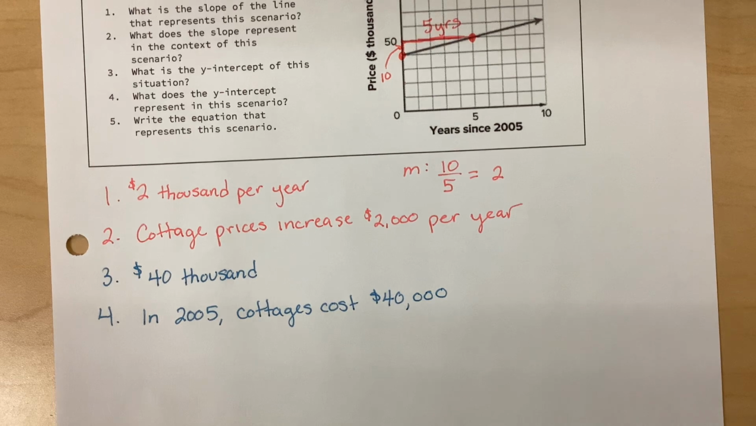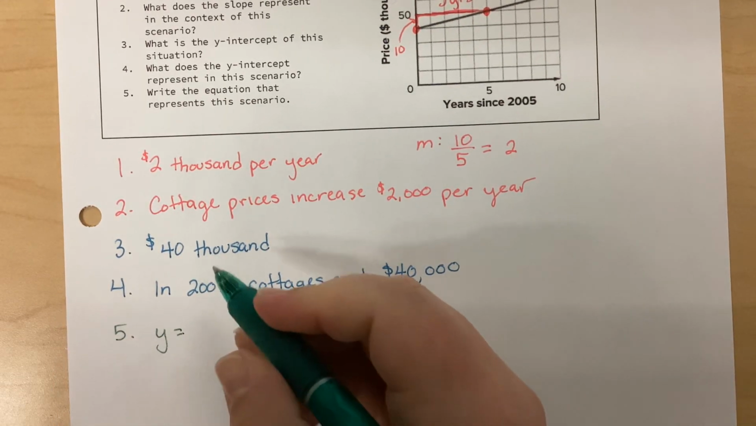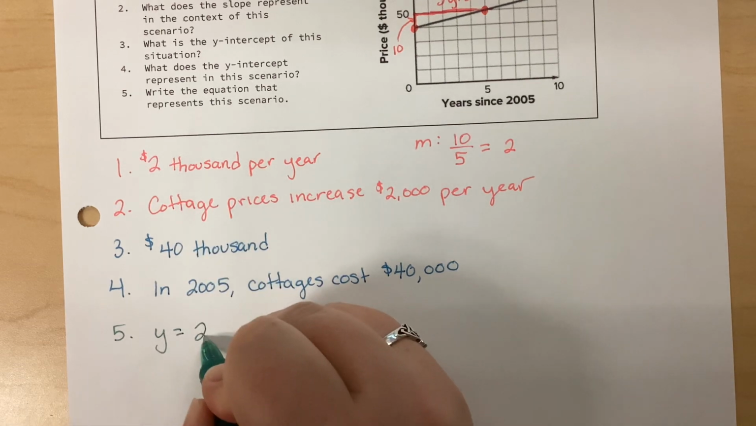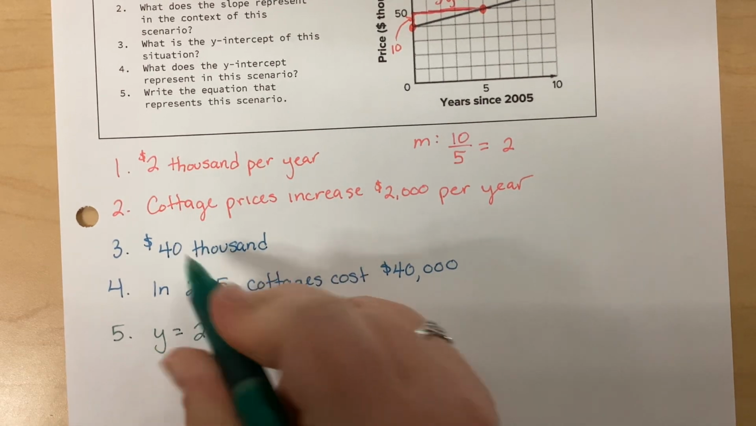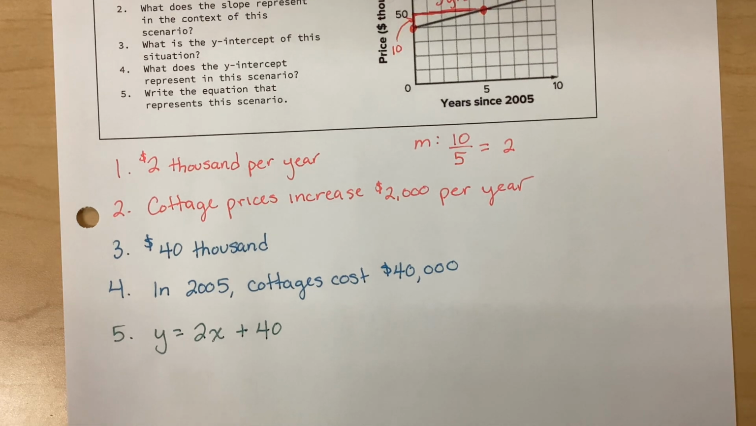All right, and then finally we're going to write the equation. So it's y equals, it's changing by 2, x plus the starting value, which is 40. That would be the equation. And that's it. That's how you find slope and y-intercept from various forms, and how to write the equation in slope-intercept form.